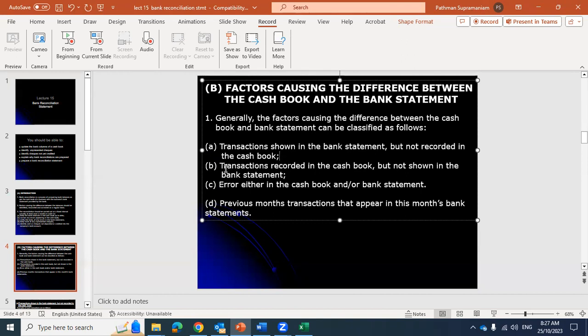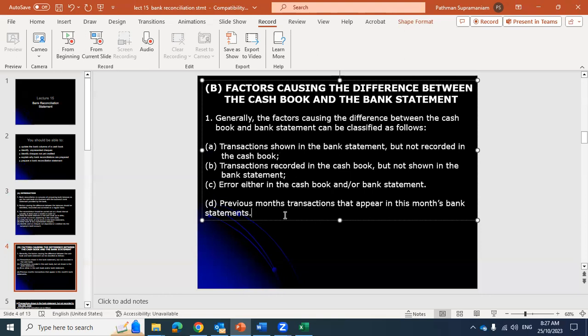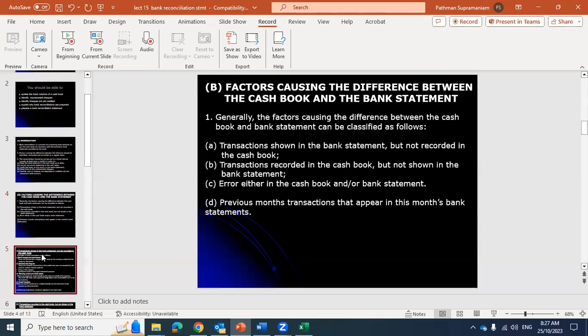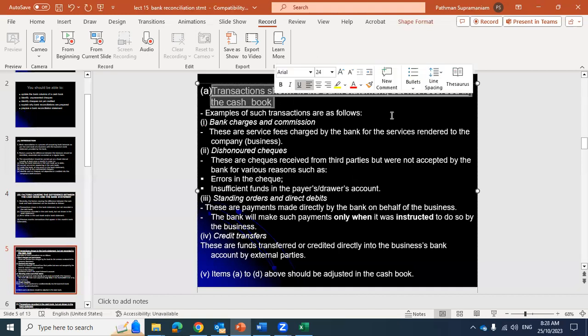Or it can also be that the transaction is recorded in the cash book but not appearing in the bank statement yet. Or there could be an error made either in the cash book or in the bank statement. Or there could be previous month's transactions that are appearing in the bank statement. So let's look at all these one by one. Okay, A, transactions shown in the bank statement but not in the cash book.